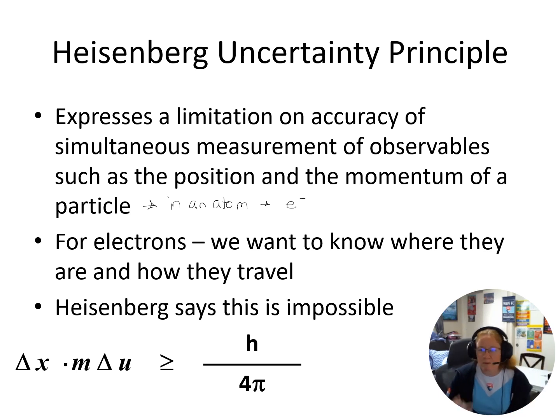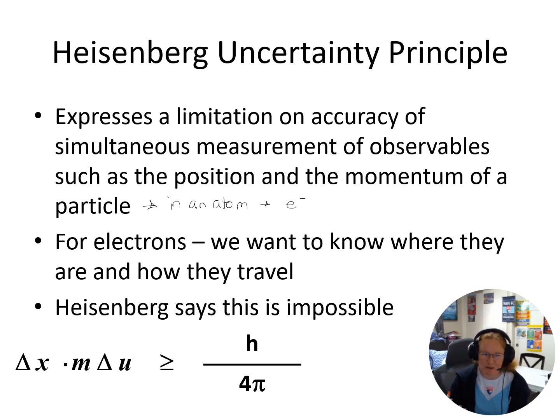Okay. So we want to know about these electrons. We know that they're not moving in nice little orbits. So where are they? Are they here? Are they here? How fast are they moving? Where are they going? We want to know where they are, and we want to know how they travel around. We want to understand what's going on inside the atom, right? Well, Heisenberg says this is impossible.